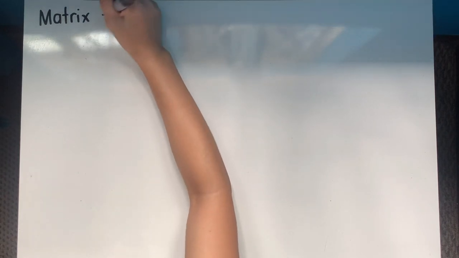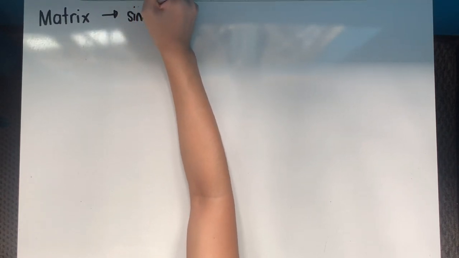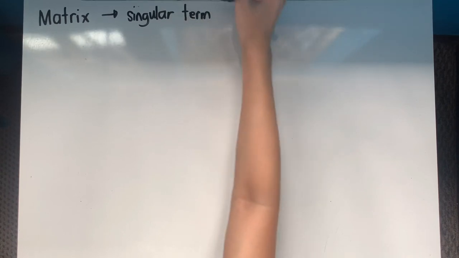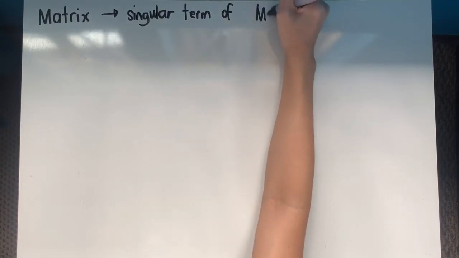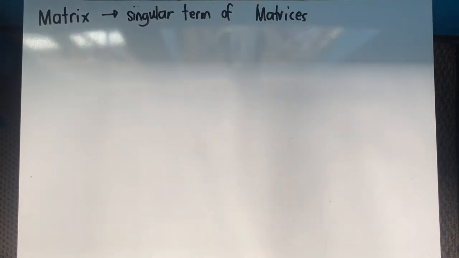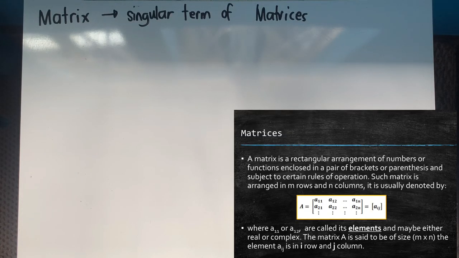Matrix. This is a singular term of matrices and refers to a rectangular arrangement of numbers.